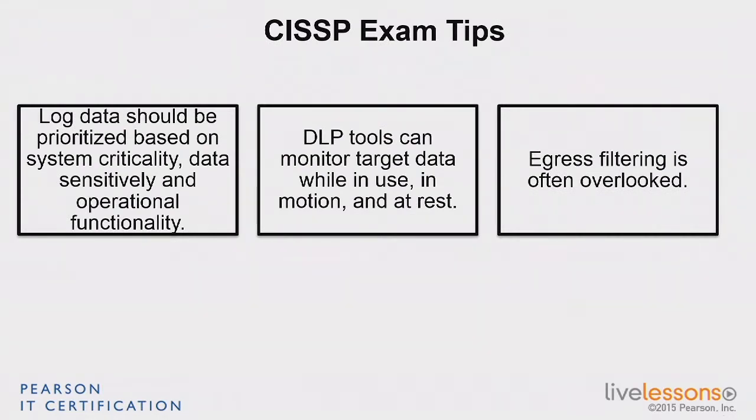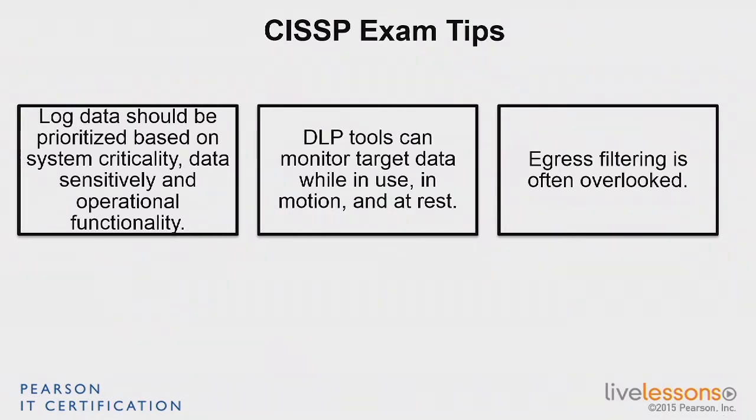So let's end with our CISSP exam tips. First one is that log data should be prioritized based on system criticality, data sensitivity, and operational functionality. So what we mean here is if it's not possible to log everything, then prioritize based on criticality, sensitivity, and operational functionality. The second is that DLP, that's data loss prevention, tools can monitor target data while in use, in motion, and at rest.